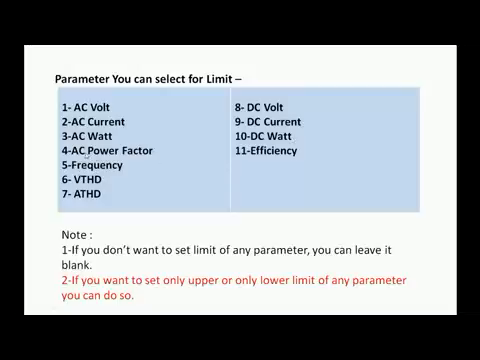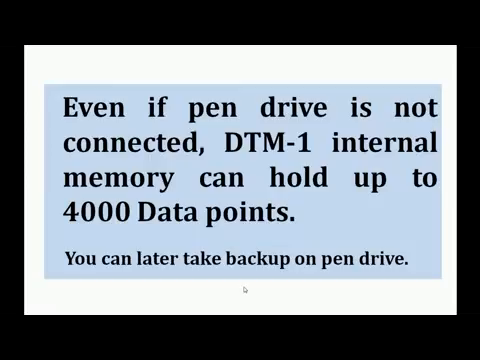So the parameters you can select for limits are AC voltage, current, wattage, power factor, frequency, and THD parameters like voltage THD, current THD, or the DC parameters voltage, current, wattage, or efficiency. Now there are two things to note in this. One is that if you don't want to set the limit of any parameter, you can leave it blank. For example, you may not want to set the limit of frequency, so you may leave it blank. Second, if you want to set only upper or lower limit of any parameter, you can do so.